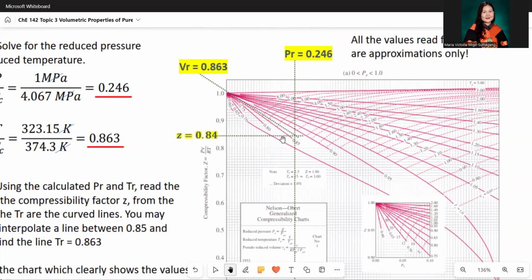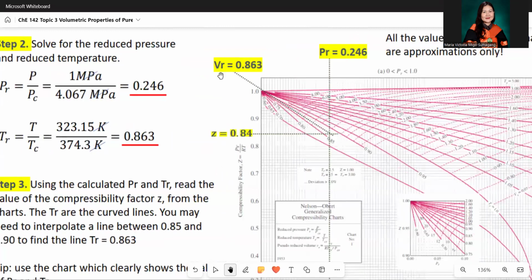This is the isotherm for 0.85. This is the isotherm for 0.9. I meant TR, so there's a typo here. TR 0.863 is somewhere here in between. So we get the intersection with the vertical line of PR 0.246 and read off on the left-hand side of the chart, which gives us a Z of 0.84 approximately. So it's between 0.8 and 0.9, and a little bit lower than the middle, so it's 0.84.